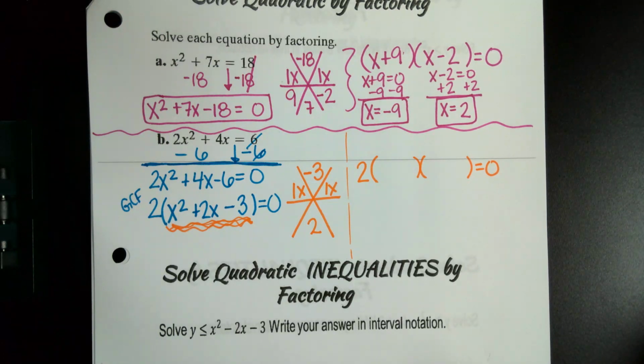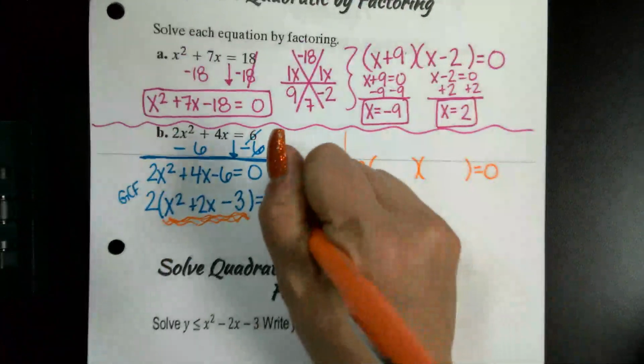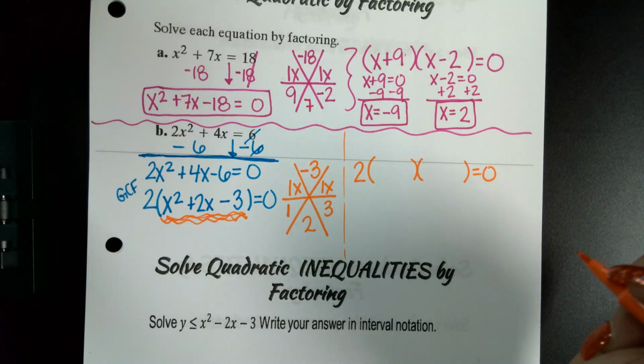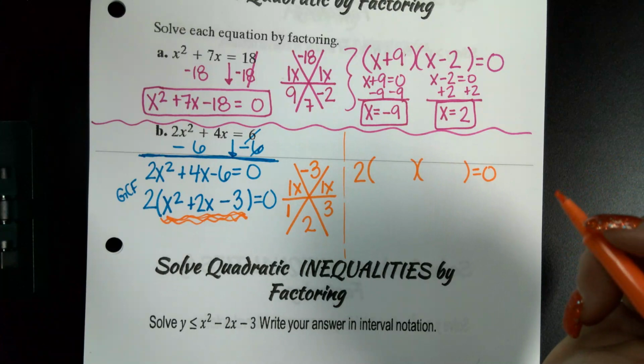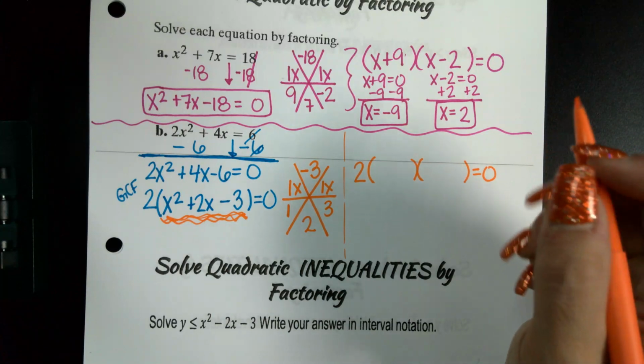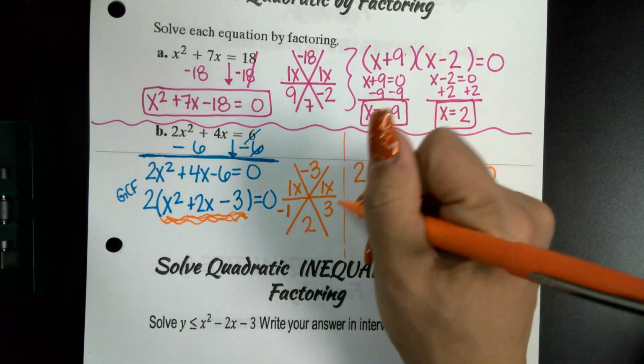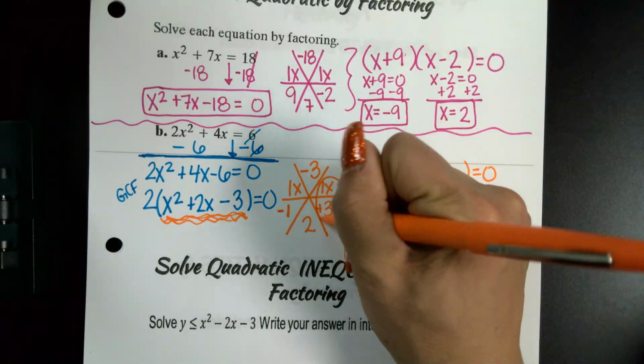So what do you guys think? There's only one way to make 3: 1 and 3. But the 1 has to be negative and the 3 has to be positive. Yep.